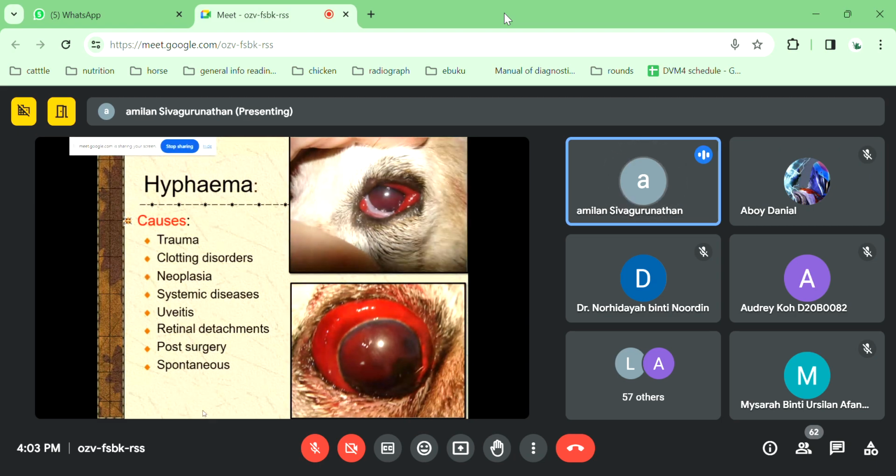So, if it's traumatic, you need to look out for associated damage to surrounding structures. If it's intraocular, there's most likely a detachment or some tumor rupture. Ideally, any pet with a hyphema is a poor prognosis, and we generally recommend for them to remove the eye unless the pets are not in pain, they're not undergoing discomfort, and we can choose to leave it there as a cosmetic eye.